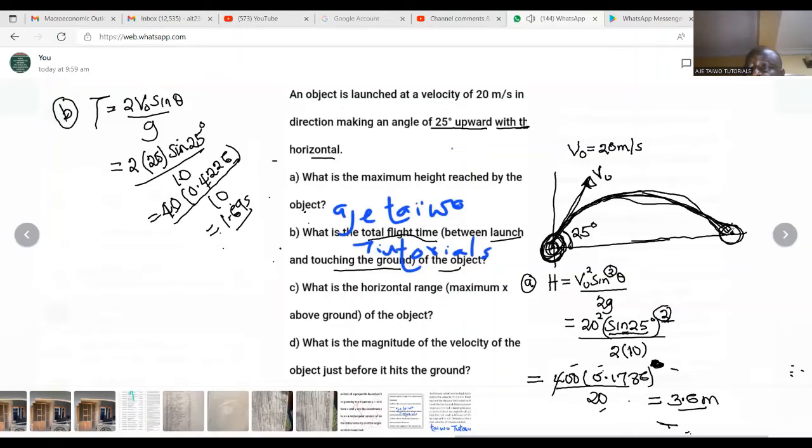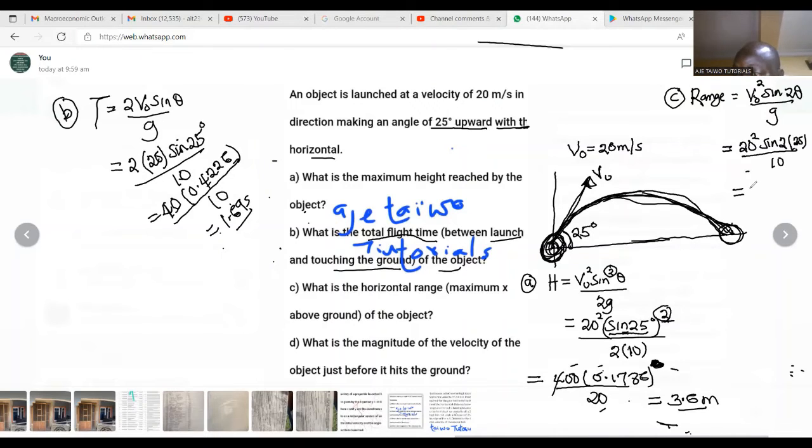What is the horizontal range? Formula for range. Range formula, number C, is V naught squared sine 2 theta all over G. That's the range formula. And V naught is 20 squared. Then sine, this one is 2 times, not square, 2 times that angle, 25. All over G, which is 10.